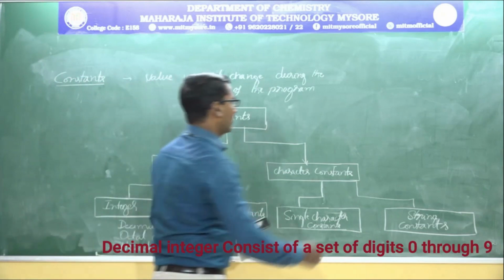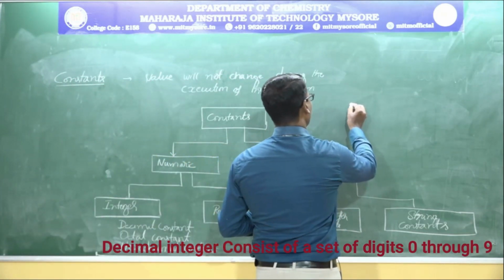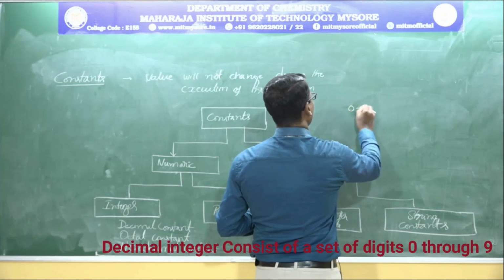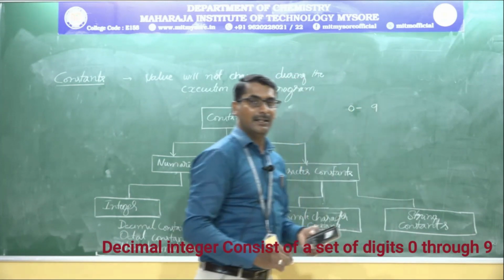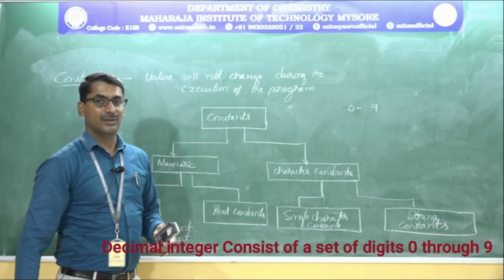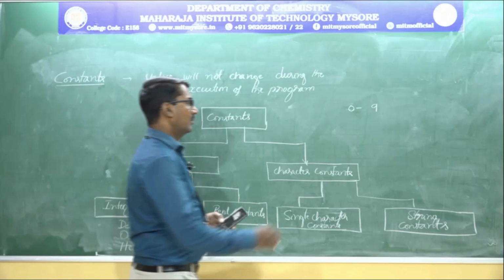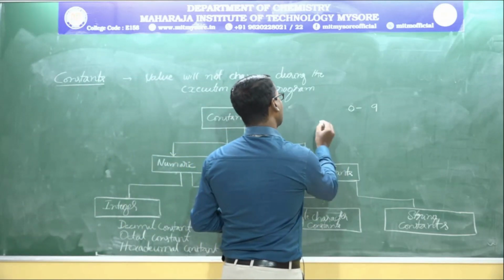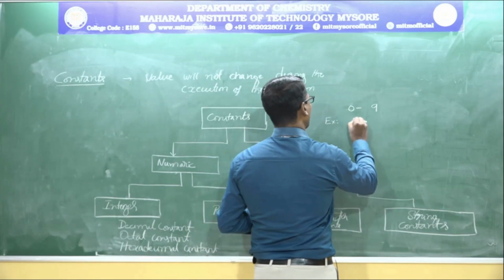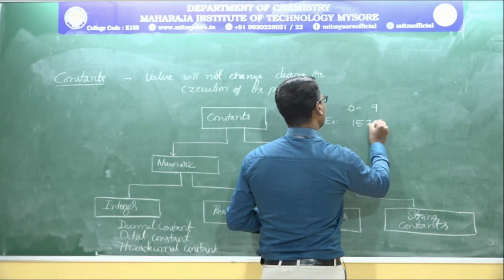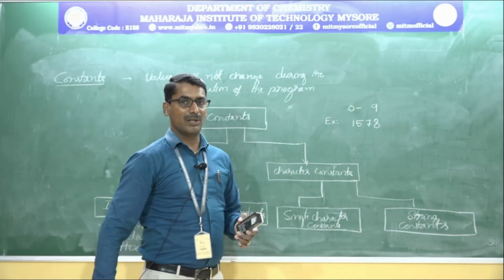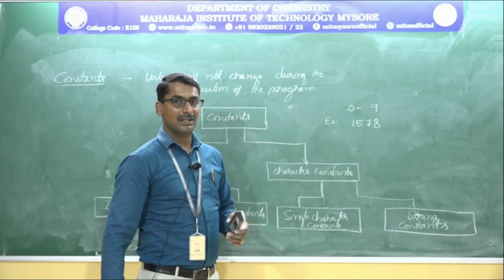The decimal constant contains the numbers in the range 0 to 9. For example, 1578 is a whole number, so it is a decimal constant.